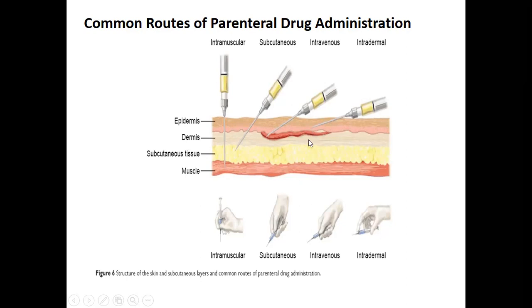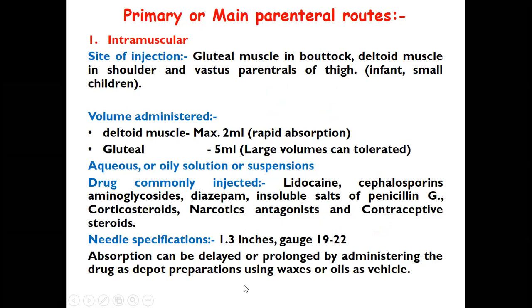In this area, which is in between epidermis and dermis. Primary or main parenteral routes. So intramuscular route, site of injection is gluteal muscle in buttock, or deltoid muscle in shoulder, and vastus lateralis of thigh. So these are the different sites where intramuscular injection is administered.